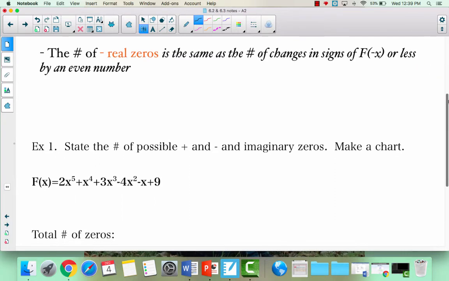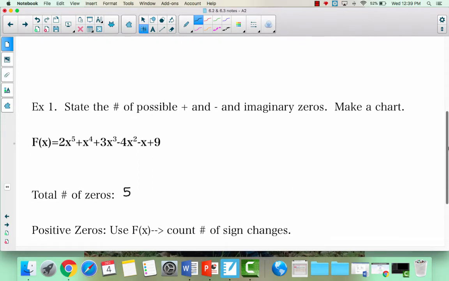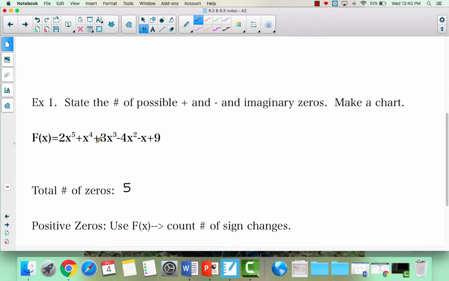So what we're going to first start off by doing is identifying how many total zeros we can have. And if you remember from previous sections, the exponent, the degree, is going to tell you how many zeros you're going to have. So my degree here is 5 because it's the highest exponent, so I'm going to have a total of 5 zeros. Okay. Then we need to start determining how many positive zeros we could have. So what this says is we're going to use the f of x equation, and we're just going to count the number of sign changes.